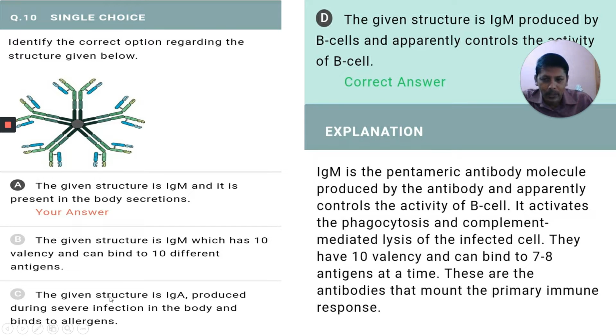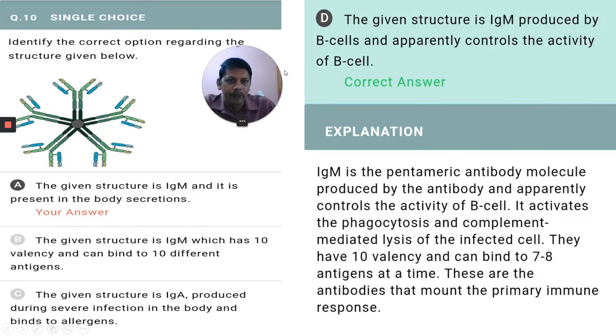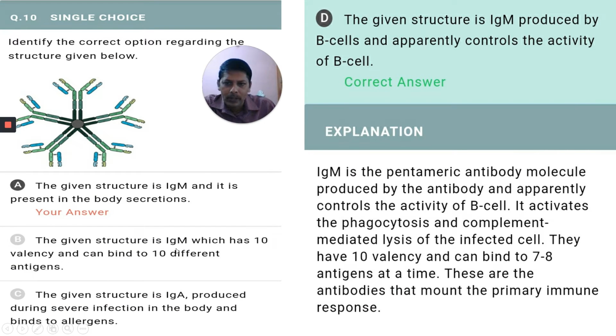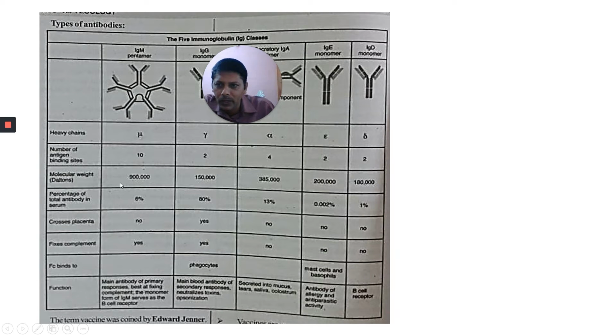Next one, the given structure is IgA produced during severe infection in the body and binds to allergens. Next one, the given structure is IgM produced by the B cells, which apparently controls the activity of the B cell. Here the given explanation: IgM is the pentameric antibody. You can observe the pentameric antibody here. IgM has a valency of 10.